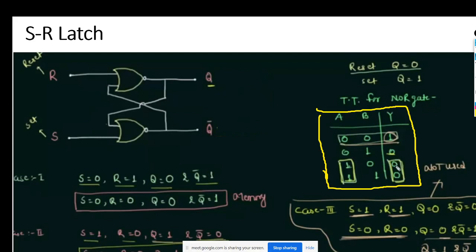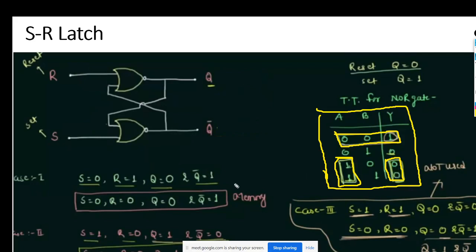Because it's the inversion of it. So what you remember is, when both are 0, it is 1. When at least one is 1, it is 0. That is the most important thing to understand. When at least one is 1, your output is going to be 0 because it is a NOR gate. Because in an OR gate, when at least one is 1, it is 1. In a NOR gate, when at least one is 1, it is 0.